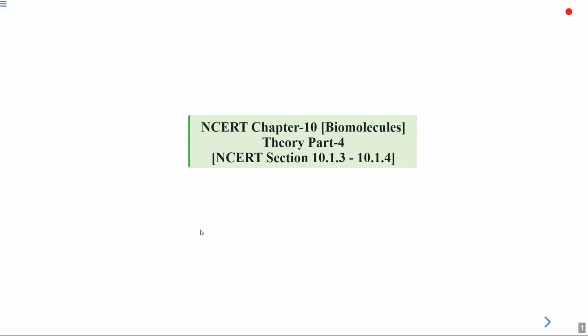Hello students. So we will continue NCERT chapter 10, which is Biomolecules, and today is theory part 4. And we are going to see NCERT section 10.1.3 to 10.1.4.